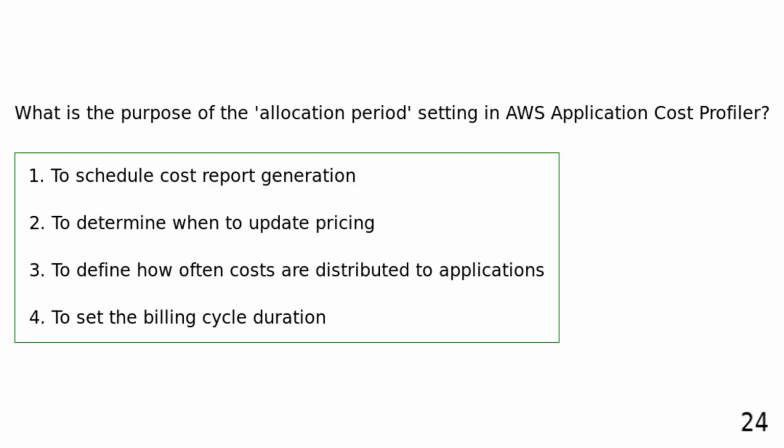What is the purpose of the allocation period setting in AWS Application Cost Profiler? To schedule cost report generation. To determine when to update pricing. To define how often costs are distributed to applications. To set the billing cycle duration.